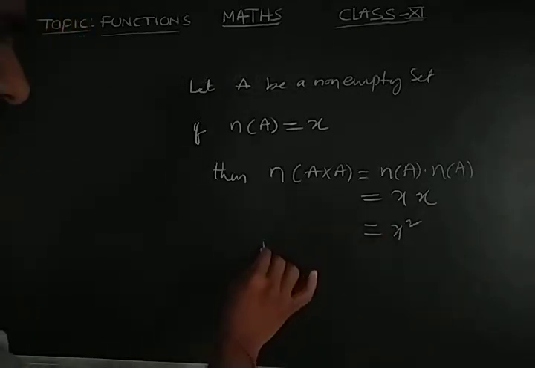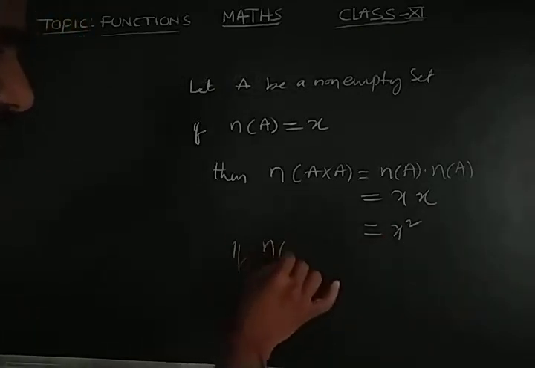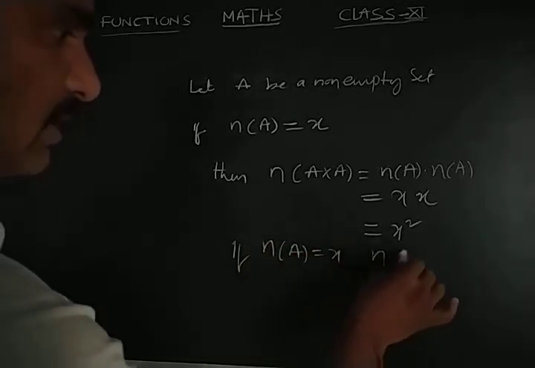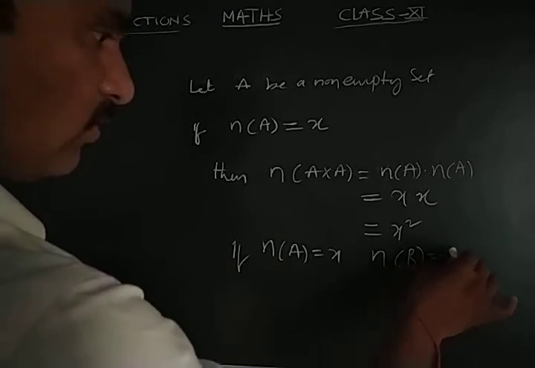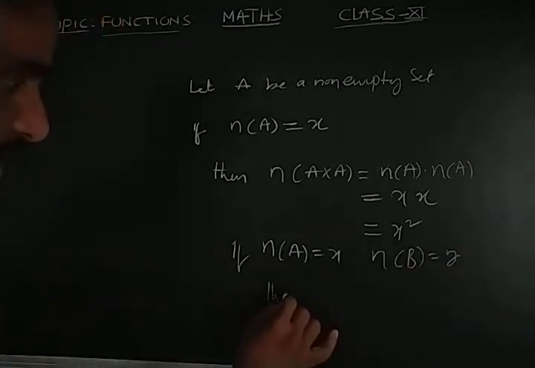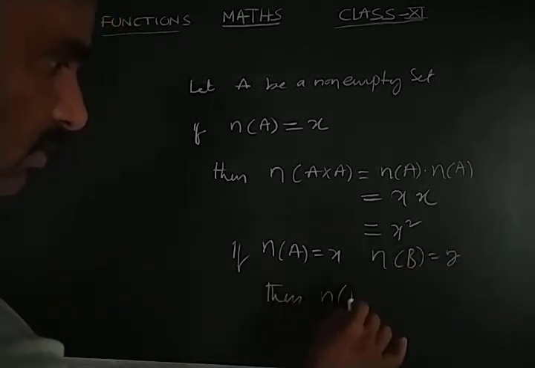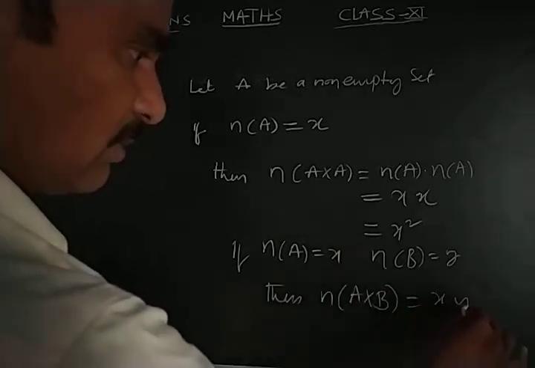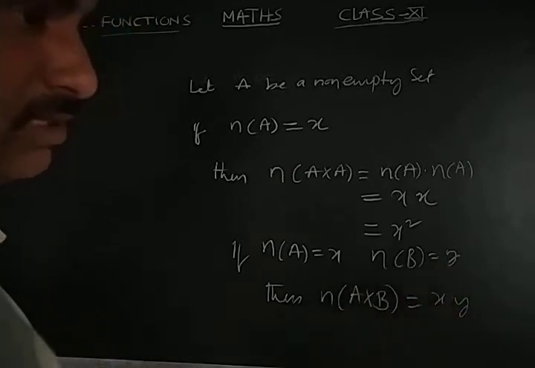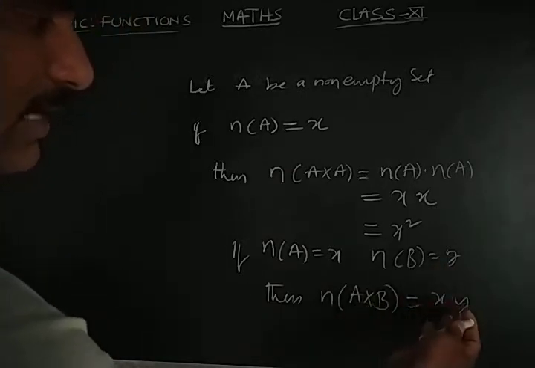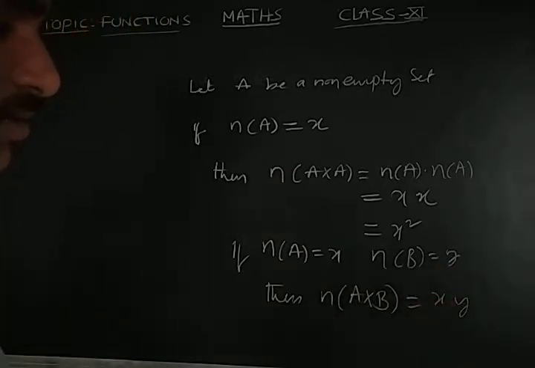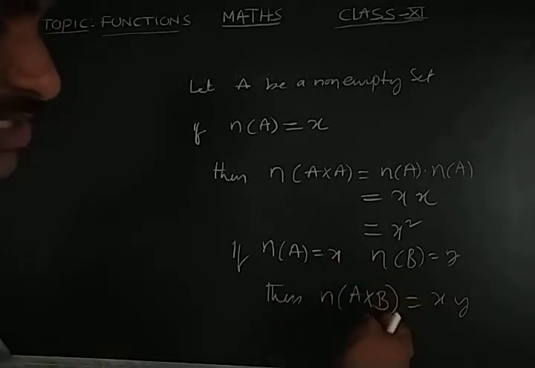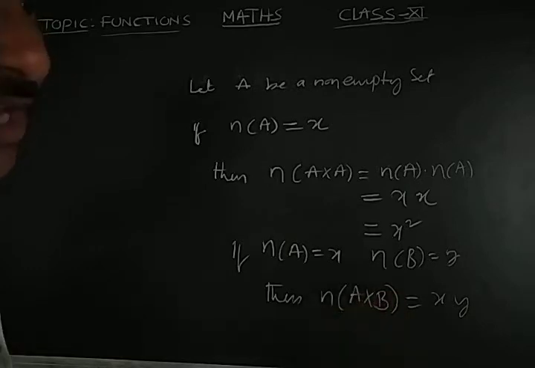Suppose the sets are different. If the number of elements in A is x and the number of elements in B is y, and you need the number of elements in A cross B, what will you get? Number of elements equal to x into y. So what is A cross B? It contains ordered pairs, all possible ordered pairs of A and B.